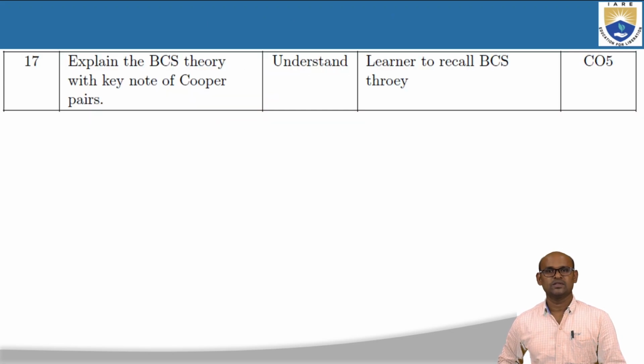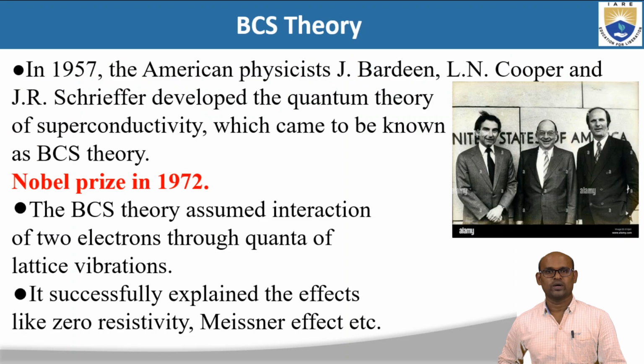Explain the BCS theory with keynote of Cooper pairs. The BCS theory was first explained by three scientists, Bardeen, Cooper and Schrieffer. It is a quantum mechanical theory of superconductivity, known as BCS theory, for which they were awarded the Nobel Prize in 1972.